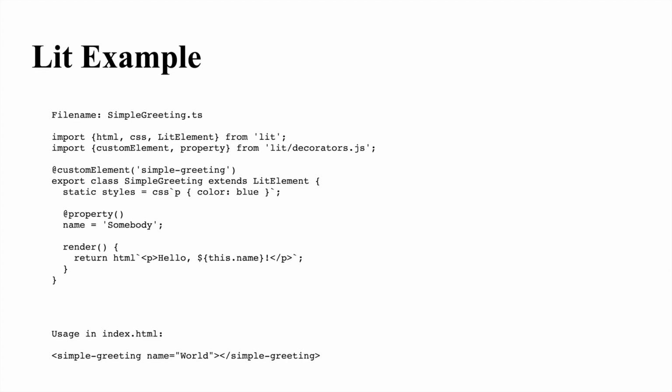Let's see an example. First, we import from Lit and Lit decorators. Custom element is the first decorator. This will be the HTML tag name. Next, we see that simple greeting extends the Lit element class. We see styles defined using the CSS tag function and a template literal syntax. Finally, we see the property decorator that corresponds to an attribute on the HTML tag. The render function makes it visible.